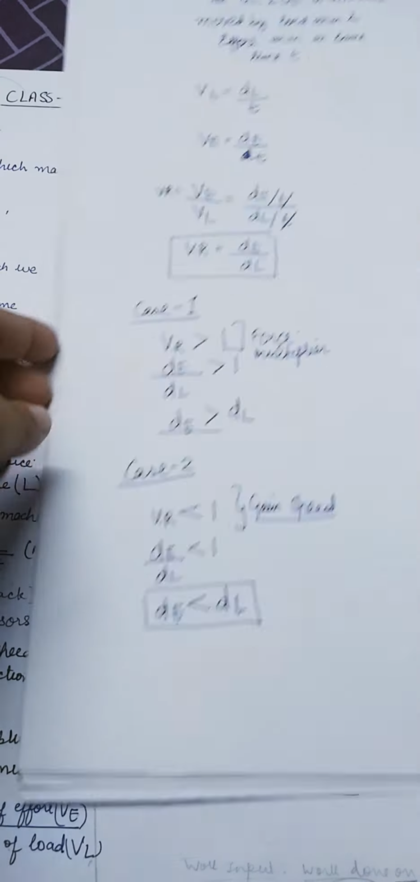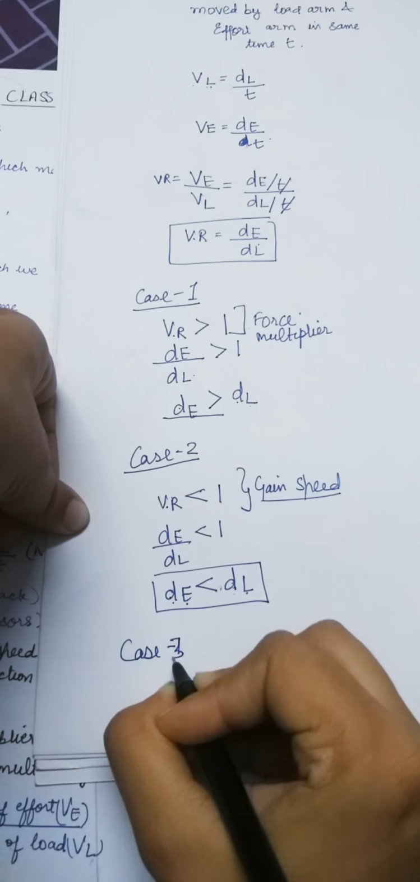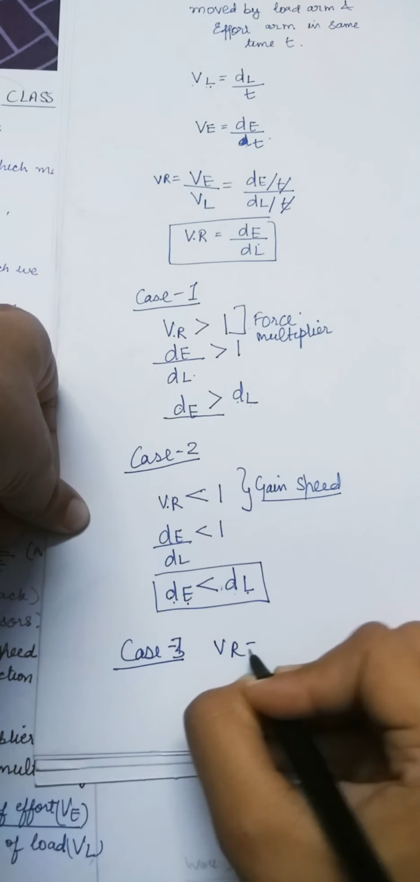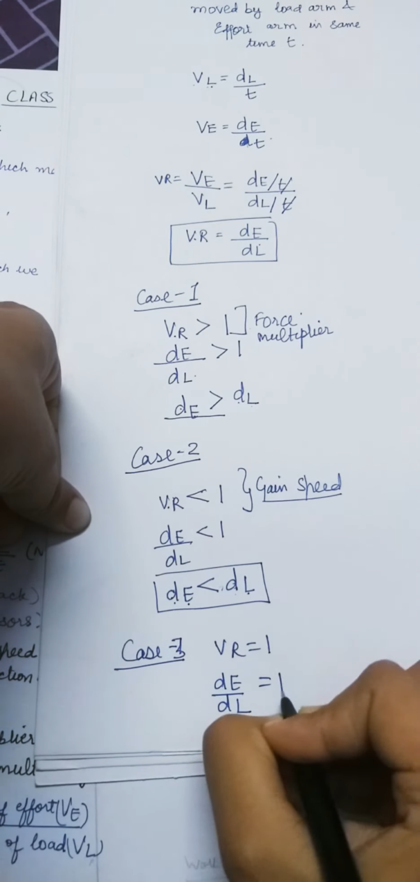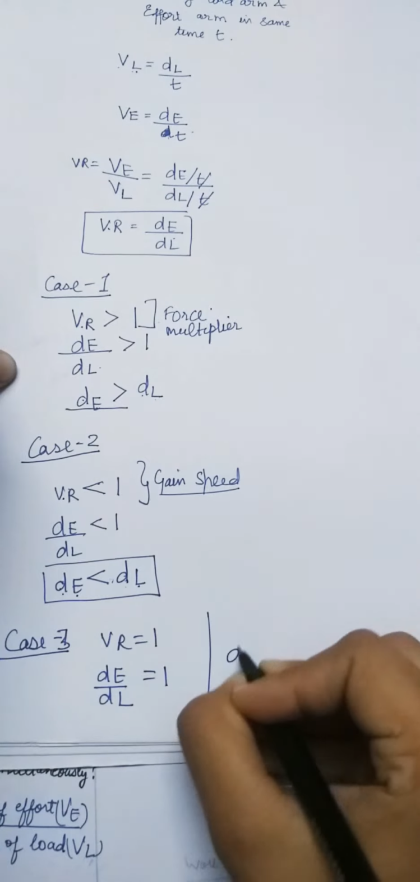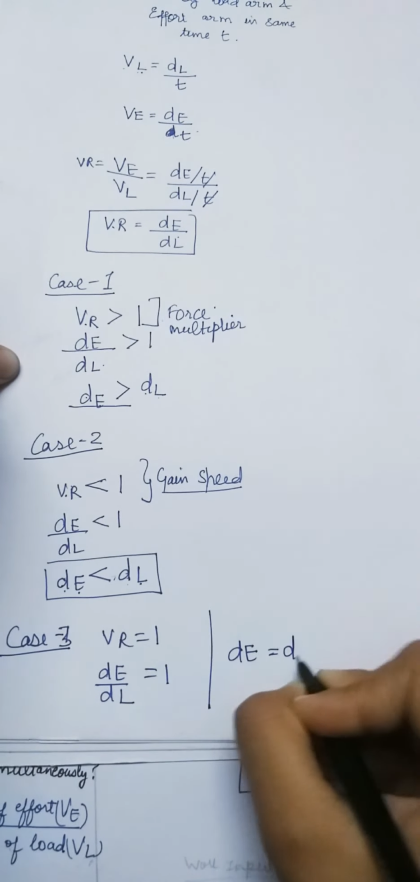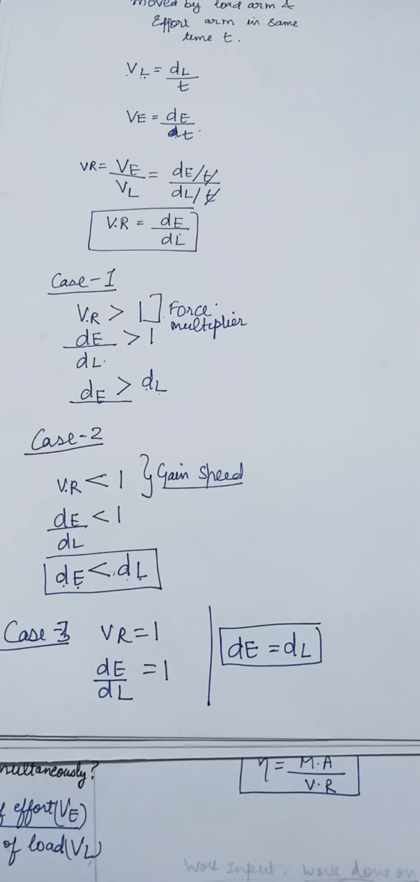And the last case is case 3, when VR is equal to 1. So here dE by dL will be equal to 1, so you have dE equal to dL. It means in this case the distance moved by the effort arm and the distance moved by the load arm are both the same.